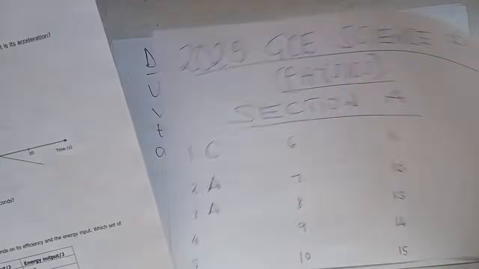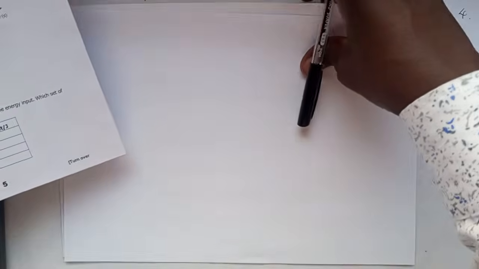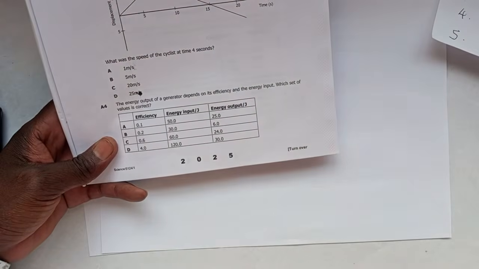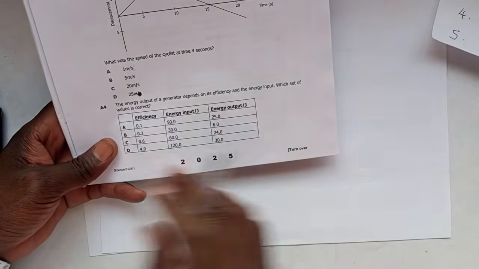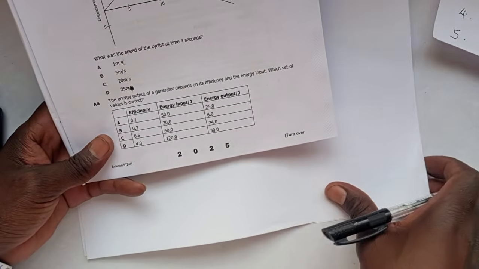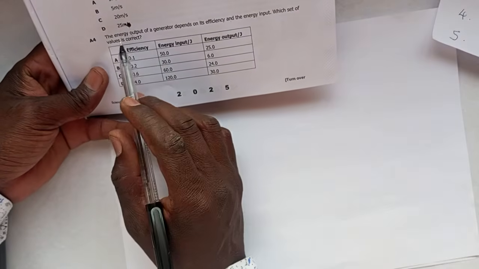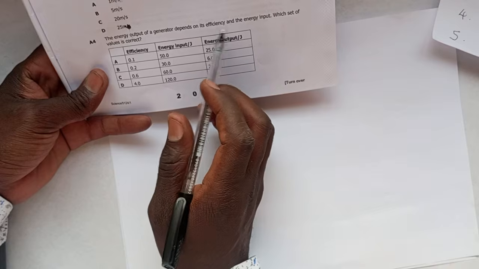So here, this is a tricky question that if you are not careful, you may find yourself in a problematic dilemma whether to go with what you don't know or to guess the answer. But we need to be very careful, and we need to use our thinking. That is all about physics anyway. It's a science which basically tests mathematics experimentally. So here we are told that the energy output of a generator depends on its efficiency and the energy input, which set of values is correct.